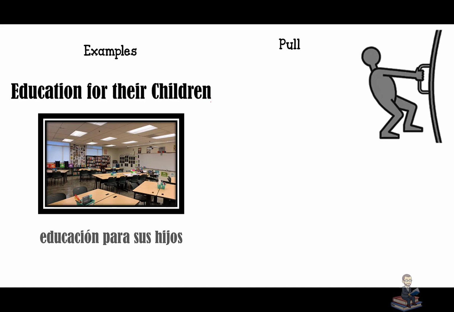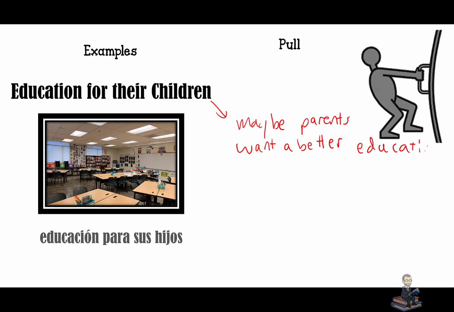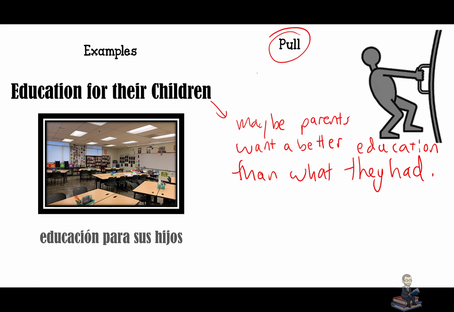Well, there's education for children. Maybe parents want a better education than what they had. Okay, so this could be from countries where education is expensive, difficult to get, or even it's not even allowed. There are some countries where girls cannot go to school, or countries where going to school is extremely expensive. So the fact that there's better education in other places, it's a pull factor because it's pulling you in.